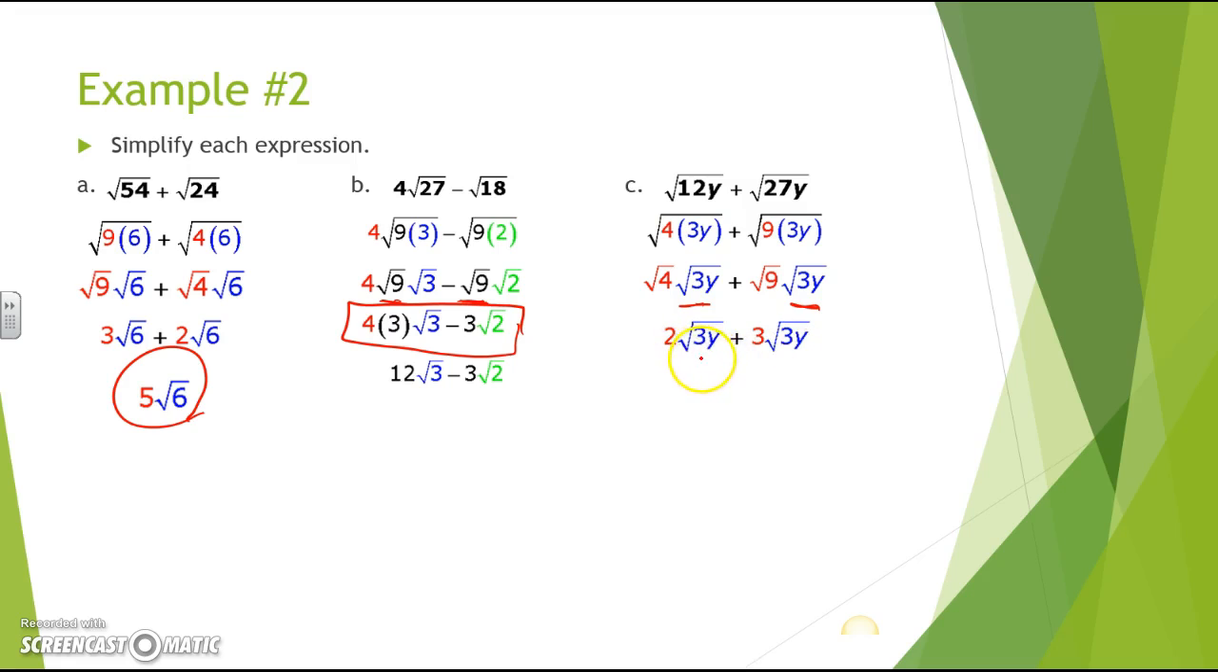My like radicals, my like terms are going to be my square root of 3y, and then I add my 2 plus 3, which gives me 5 times the square root of 3y, and that is my final answer.